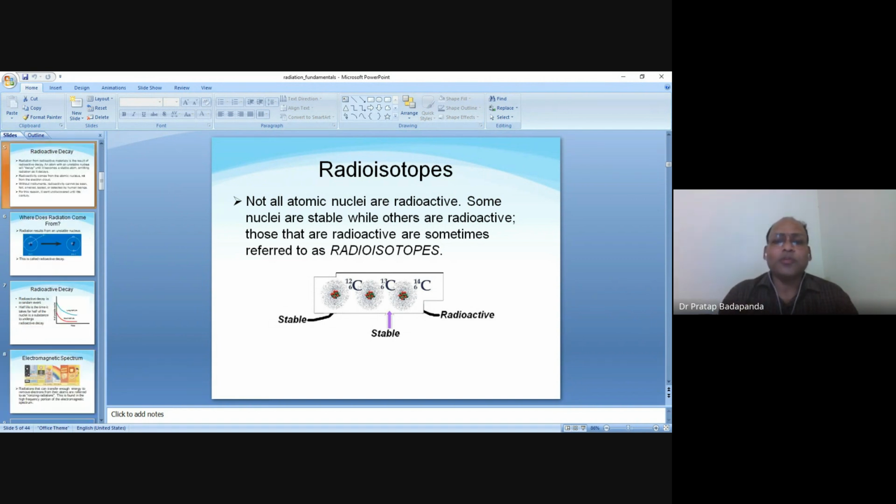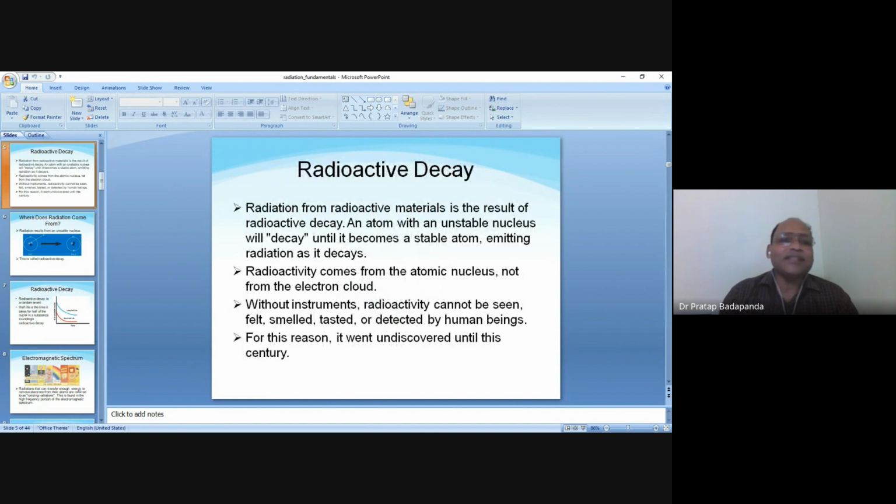Now we come to the point of radioactive decay. This is another important area, because radioactive decay is associated with the behavior of radioactive radiations. That is the most important point about radioactive decay. This is the radioactive nature, and you know that radiation is highly hazardous.